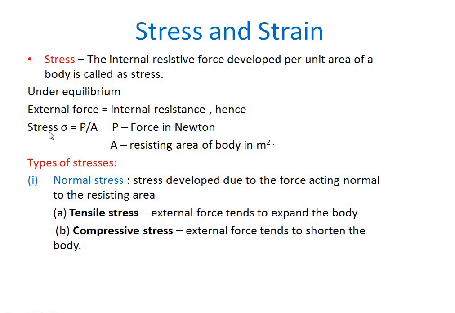Hence, the stress sigma is equal to P by A, where P is the force in Newton and A is the resisting area of the body in meter square. So the unit of stress is Newton per meter square.